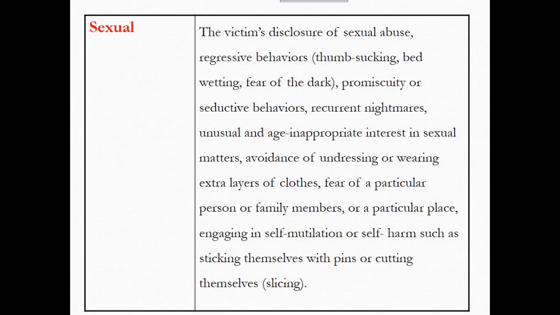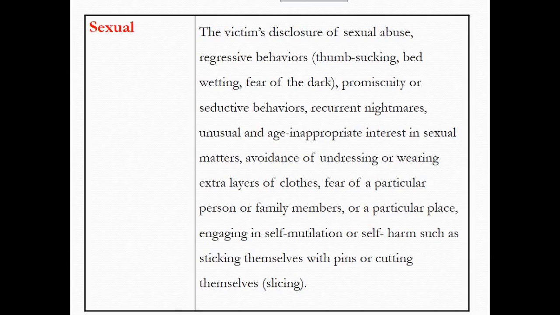So these are some signs of sexual abuse in a child, some ways that you can tell that it is likely to be the case. The victim's disclosure of sexual abuse. Then there's regressive behaviors like thumb sucking, bedwetting, fear of the dark, things that aren't necessarily age appropriate. Promiscuity or seductive behaviors. So for their age, they're probably overly sexual or seemingly far too comfortable about sexual topics and activities. Maybe they have recurrent nightmares.